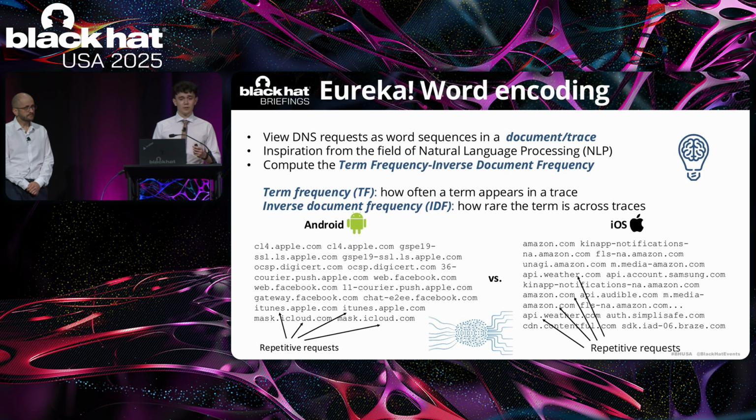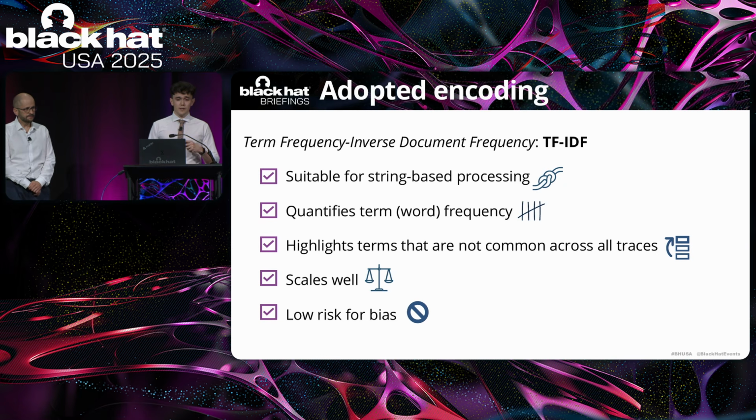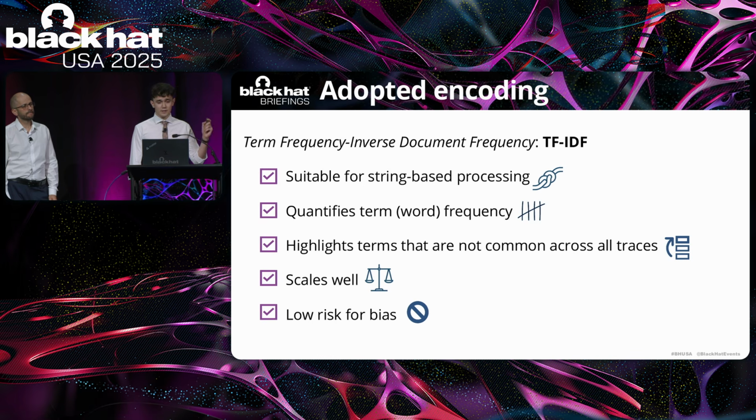TF represents the rate the words appear in a document, while IDF represents the rarity of the words across all documents. TF-IDF works well with strings. It quantifies the frequency of the words and highlights those that are rare across all traces. It also scales well because of usage on traces, and the risk of bias is low.